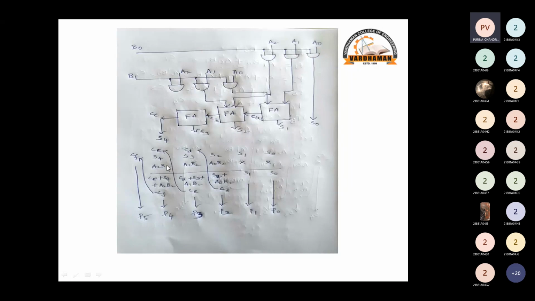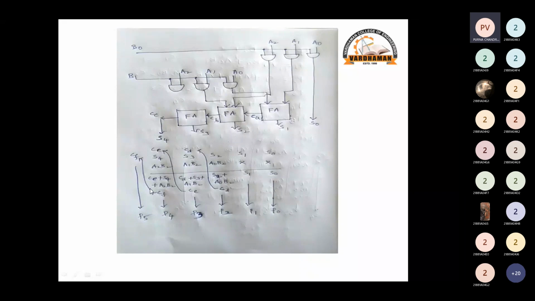Now we will add. S0 directly goes to P0, S1 directly goes to P1. What about S2 plus A0 B2? The carry is CD and the sum is P2. This CD goes here. At this level, what is the addition? We have to add CD plus S3 plus A1 B2. The sum is P3 and the carry is CE.